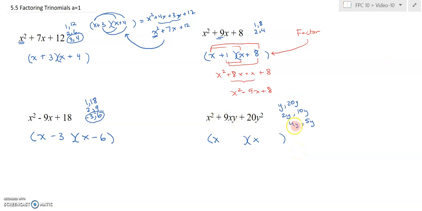Again, it's positive, so it's either positive, positive, or negative, negative. Since it's positive 9, they both have to be positive. I can see those are going to add to 9y.